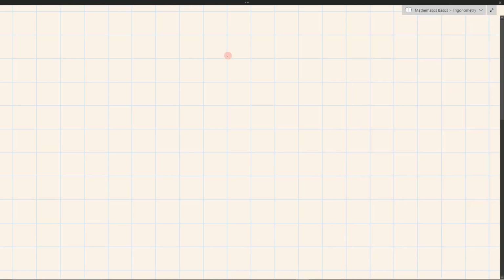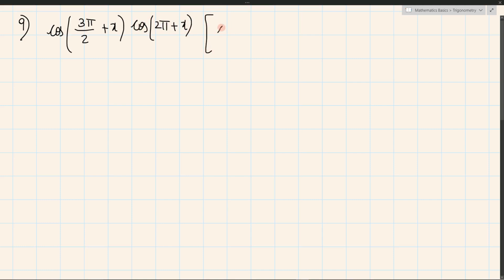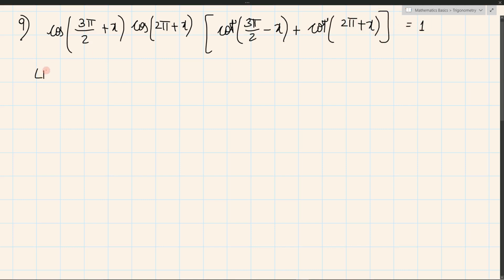So question number 9. So this is cos of 3 pi by 2 plus x into cos of 2 pi plus x into cot of 3 pi by 2 minus x plus cot of 2 pi plus x is equal to 1. So let us consider the LHS. So we have cos of 3 pi by 2, 3 pi by 2 is nothing but 270 plus x. So this is obviously in the fourth quadrant, right?